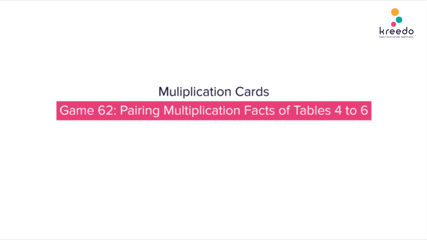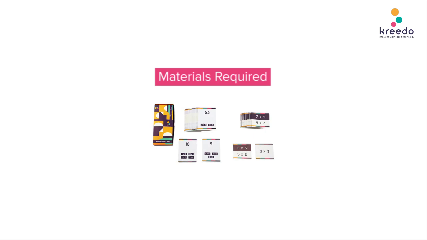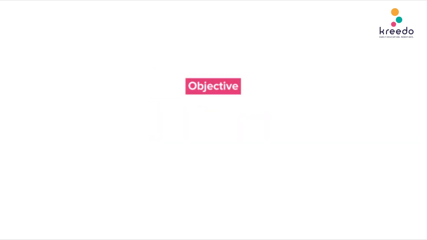Multiplication cards, game 62, pairing multiplication facts of tables 4 to 6. Materials required, multiplication cards. Objective, to read the tables of 4, 5 and 6.